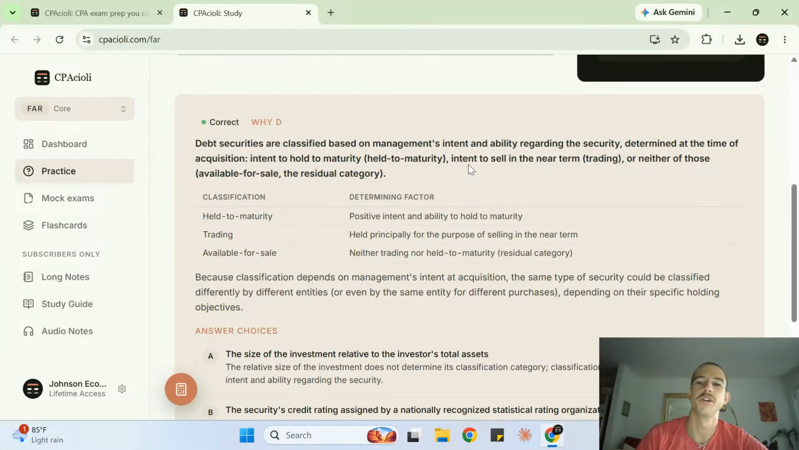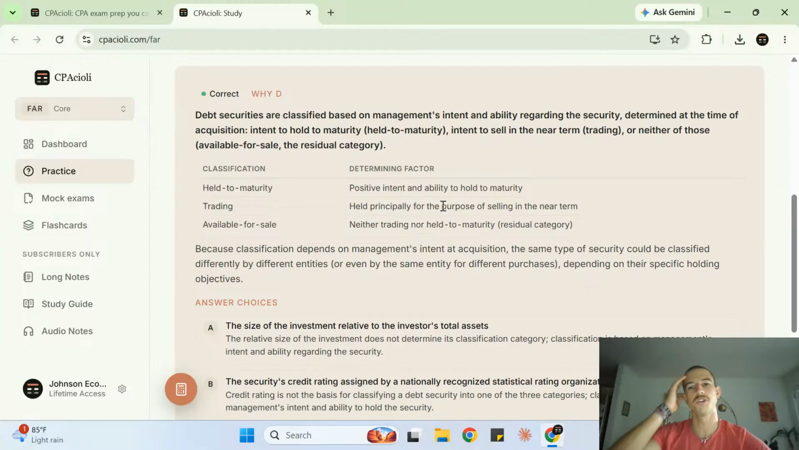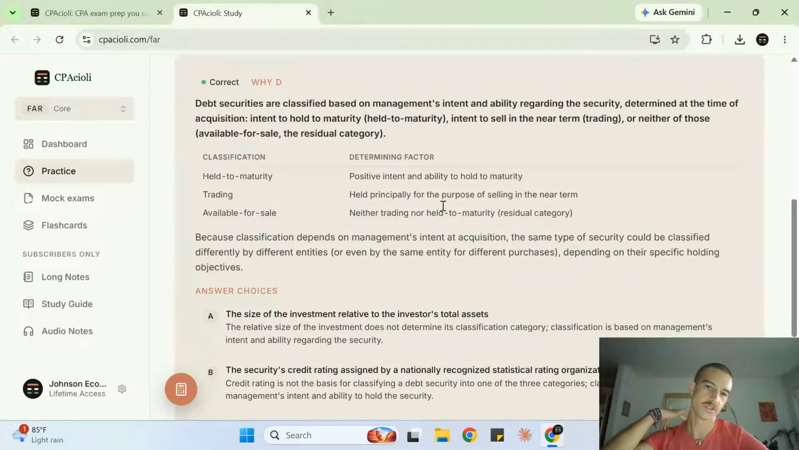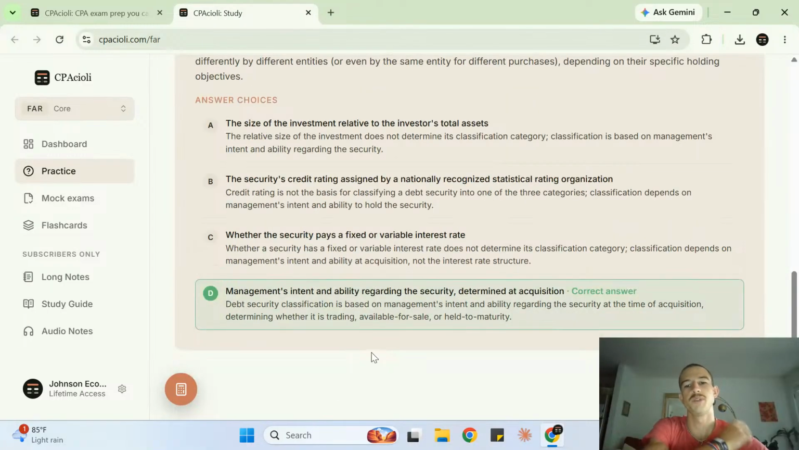Management's intent and ability regarding the security determined at the time of acquisition. Intent to hold to maturity, intent to sell in the near term, or neither of those. Available for sale, the residual category. Debt security classifications are based on management's intent and ability regarding the security at the time of acquisition, determining whether it is trading, AFS, or held to maturity, HTM.